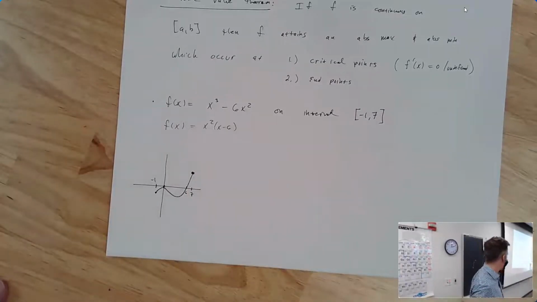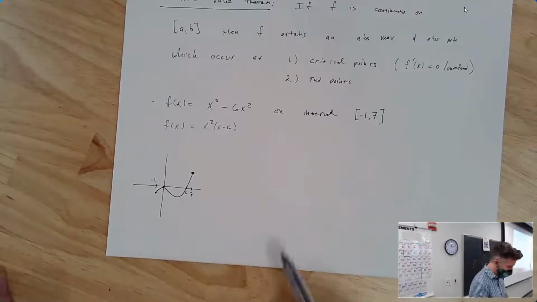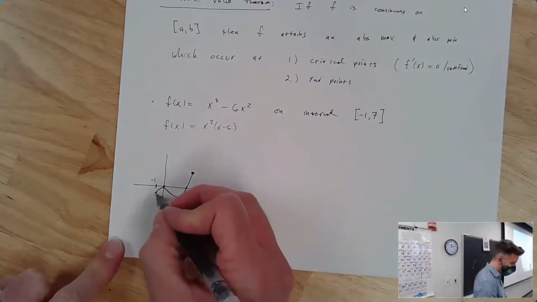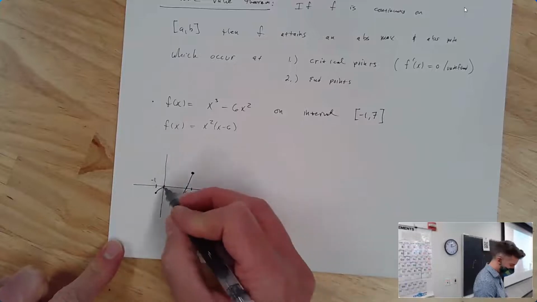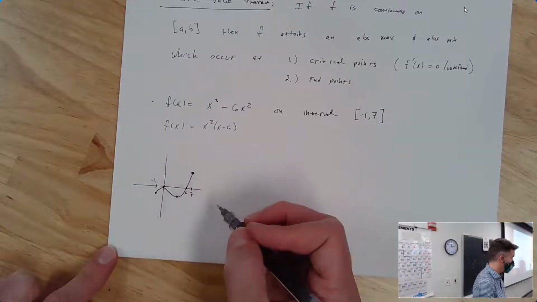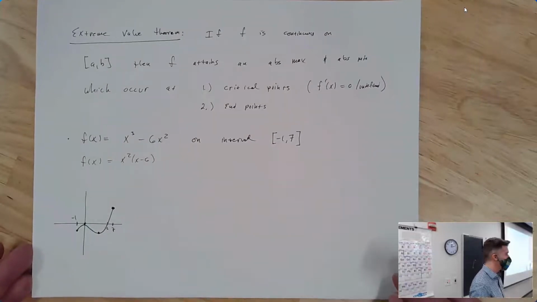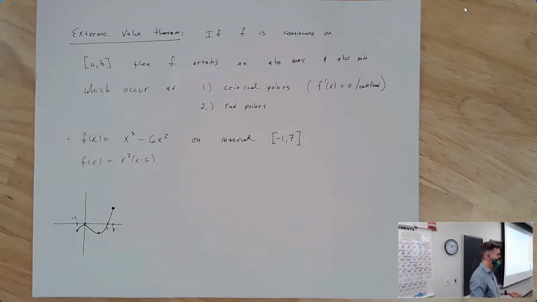And this graph definitely has to have an absolute maximum somewhere. The way I've drawn it, it looks like it's happening at 7, but I don't actually know that. And it has to have an absolute minimum somewhere, which is probably either going to be over here at -1 or somewhere between 0 and 6, wherever this critical value is right here. So our method or process for finding where the absolute extrema are is to find the critical values and the endpoints and then plug them back into the original function to see which of those gives us the largest value and which of those gives us the smallest value.